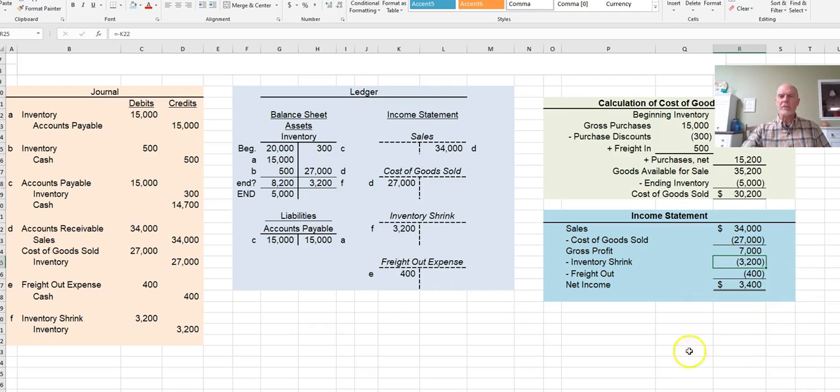If that was not separated, these two debits would have been combined, and our cost of goods sold would have been $30,200. So to make this consistent, then I would subtract out the inventory shrink up here to get an adjusted cost of goods sold. I just wanted you to see how that came together. And on the income statement, freight out is a separate expense. Remember, freight in was included in the cost of the product, and therefore eventually is included in your cost of goods sold number. Freight out is a separate expense.